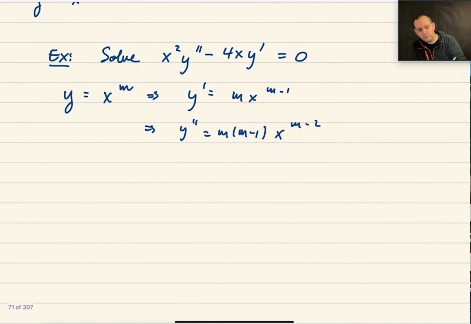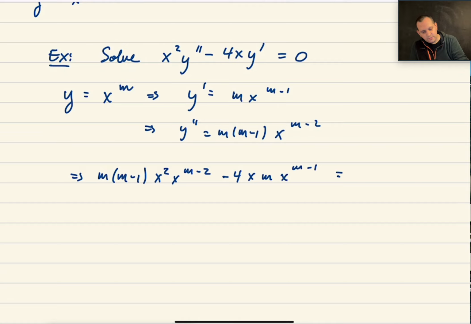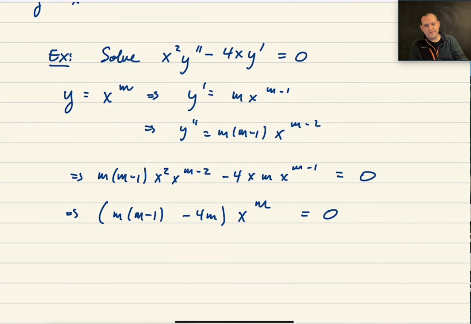If we substitute those back in, we get x squared times m times m minus 1 times x to the m minus 2, minus 4x times m times x to the m minus 1. That's minus 4x y prime equals 0. Again, let's factor out the x to the m terms, and we're left with m times m minus 1 minus 4m, all times x to the m, and that's equal to 0. What we want to do is figure out the value of m so that the left side is always 0 no matter what x is. In other words, we need to think about when that coefficient is equal to 0. We have m squared minus m minus 4m, which is minus 5m, and that will be 0 when m is 0 or 5.